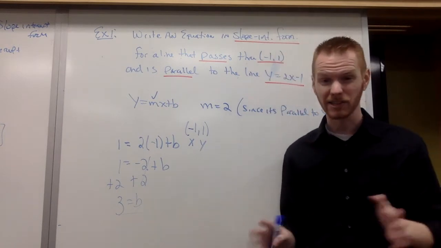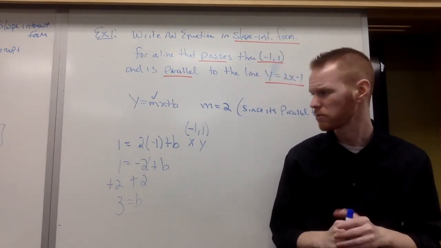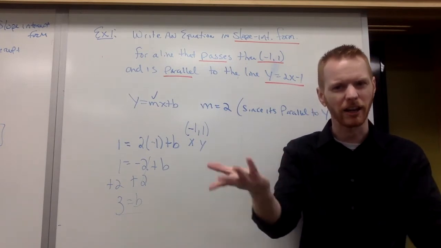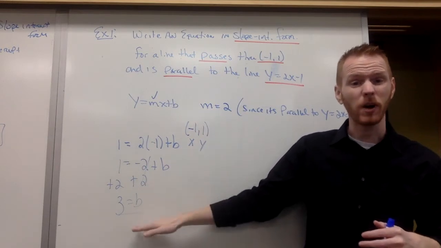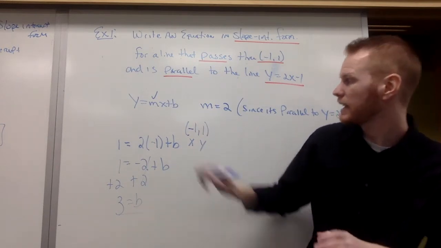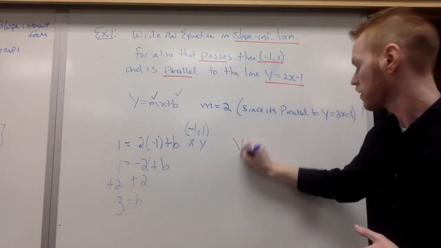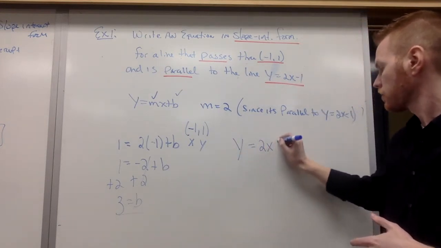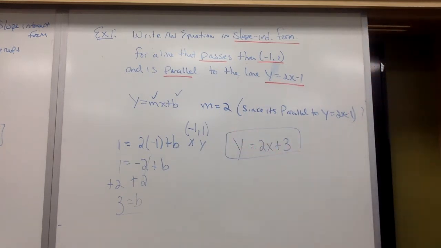Now just be careful, that's not the answer. Okay, don't get too excited right now. We're close. Okay, you could be sort of excited. Go ahead. You could be happy about that. I have a slope. I have a y-intercept. I have everything that I need now to create this equation for this line. Let's put it together. y equals 2x plus 3. There's my equation.